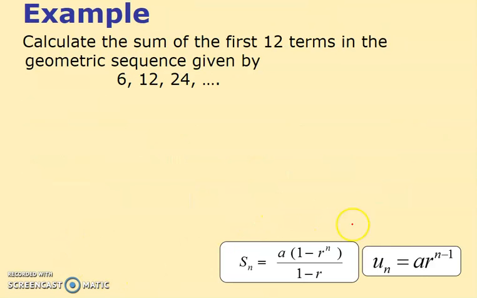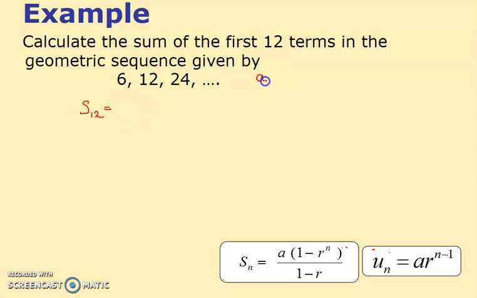Of course, we're going to use our nth term formula as well, and we've got these two formulas we're going to use to work out a variety of things. So first example, calculate the sum of the first 12 terms. Well, it's a straightforward sum question. The sum of the first 12 terms I'm after.